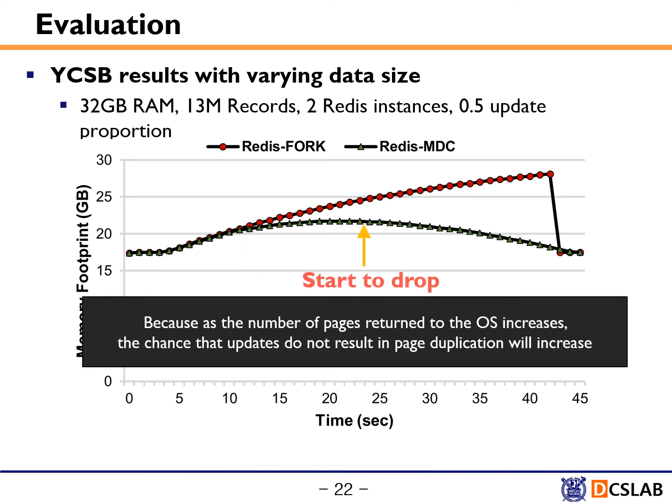The memory footprint starts to drop at 24 seconds because as the number of pages returned to the OS increases, the chance that updates do not result in page duplication will increase. In summary, our scheme can halve the amount of memory increased during checkpointing.